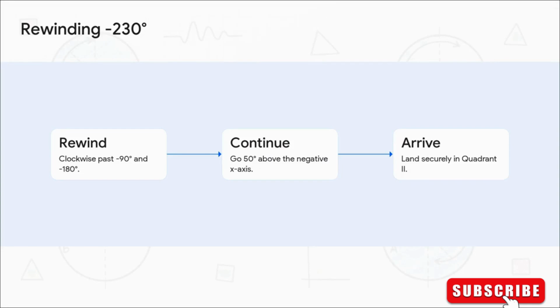By just breaking down that backward sweep, we effortlessly decode the whole thing. Moving clockwise, we cross all the way through quadrant IV, then pass -180 degrees as we sweep through quadrant 3. To hit -230, we just need to go 50 degrees further. That pushes us right over the line, securing our final angle firmly in quadrant 2.